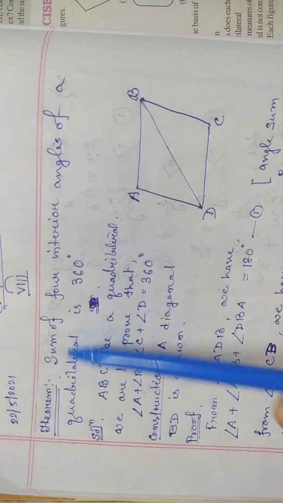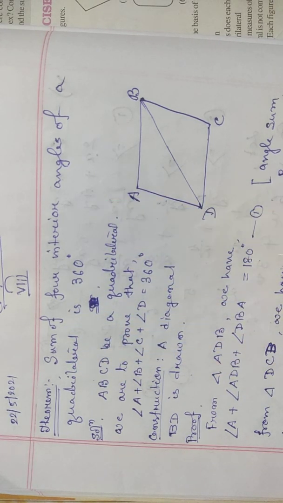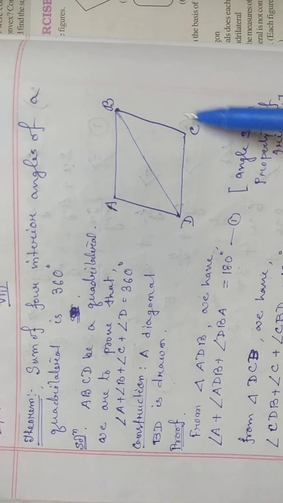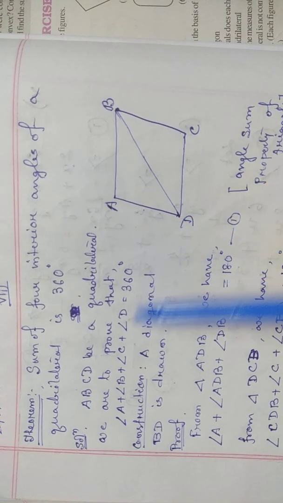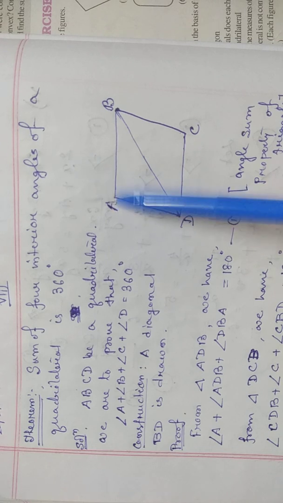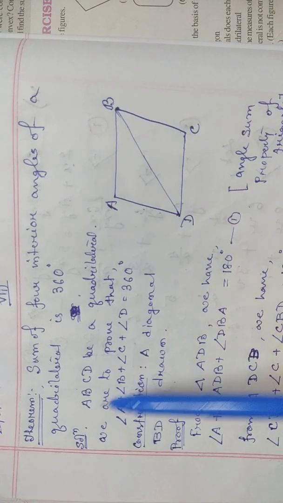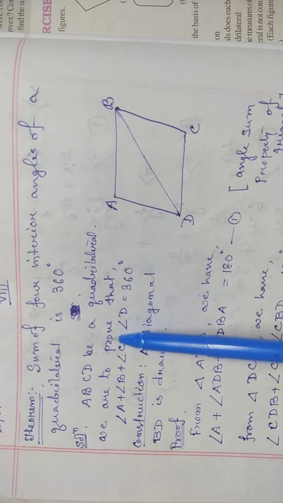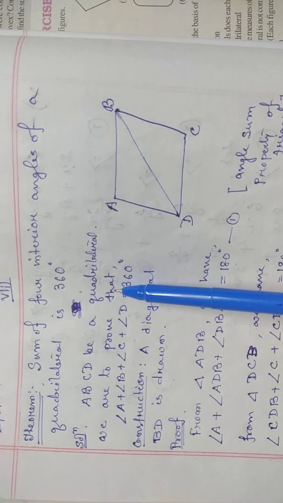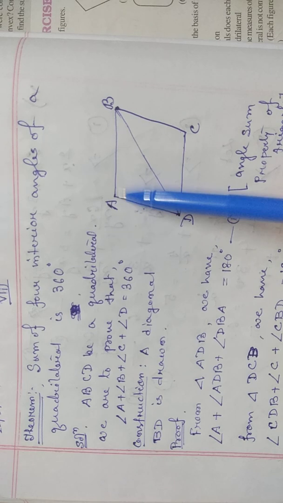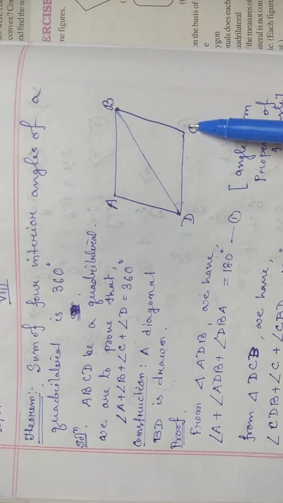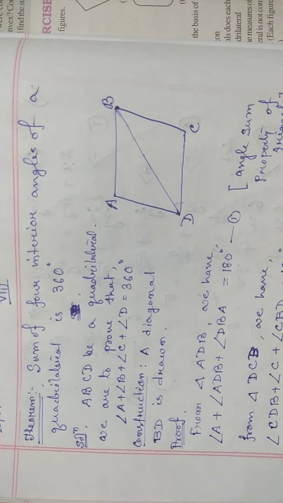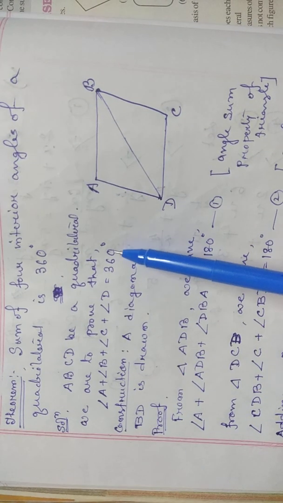Okay. Now how can you prove it? You have to prove this theorem. First of all, you have to draw a quadrilateral. I've drawn here a quadrilateral, that is ABCD is a quadrilateral. So ABCD be a quadrilateral. We are to prove that. What we have to prove? Angle A plus angle B plus angle C plus angle D equal to 360 degrees. That one we have to prove.